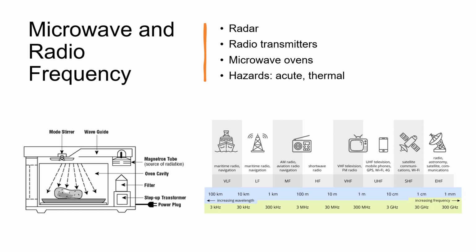And on the left is a diagram of a microwave. So you can see how the microwave utilizes microwave radiation to cook our food. So microwaves have a magnetron tube inside of their casing, and this is the source of radiation. And then there's a waveguide, which then filters the source of radiation out into the microwave compartment where the food is so that it can cook the food.